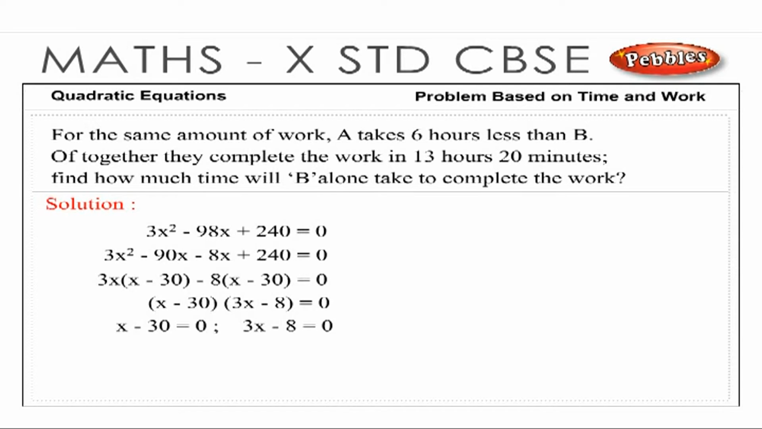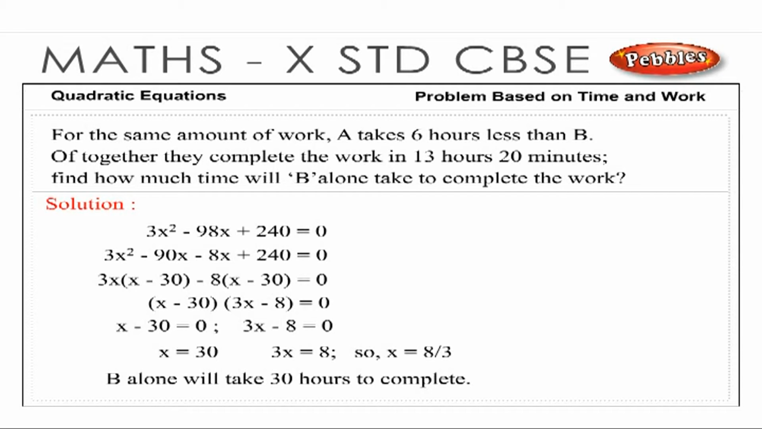x minus 30 is equal to 0, or 3x minus 8 is equal to 0. x is equal to 30, or 3x is equal to 8, so x is equal to 8 by 3. B alone will take 30 hours to complete.